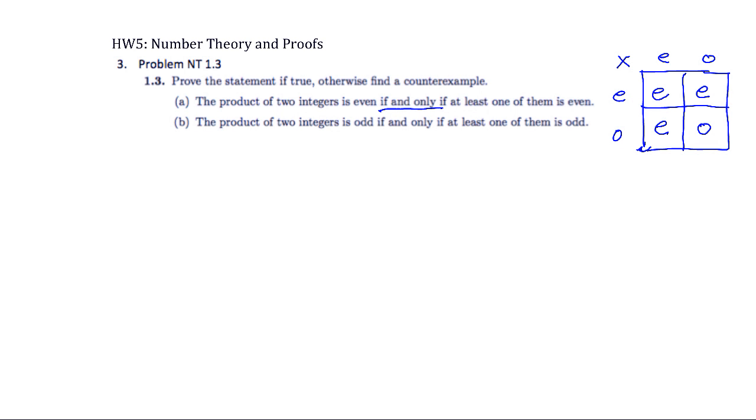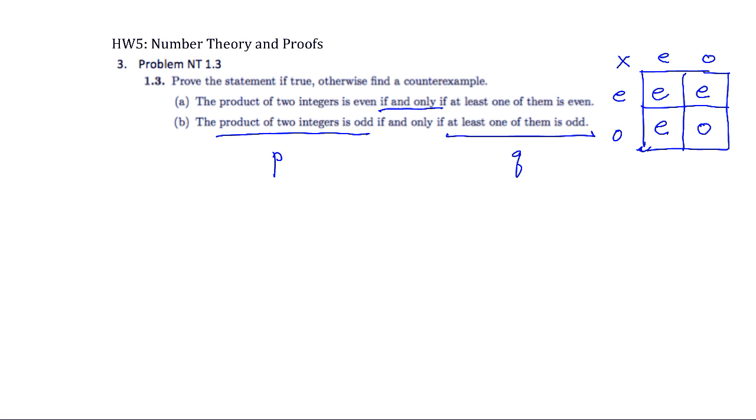Okay, in this video I'm going to do part B of problem 3 here, and it says to prove if true and otherwise find a counterexample. Part B says the product of two integers is odd if and only if at least one of them is odd. The product of two integers being odd, we're going to call that P, and if and only if at least one of them is odd, we're going to call that Q.